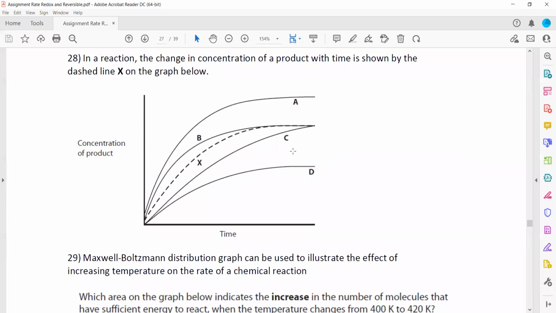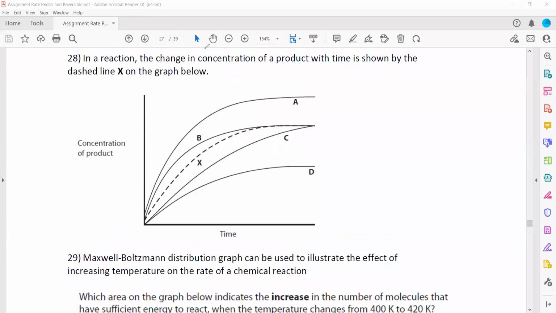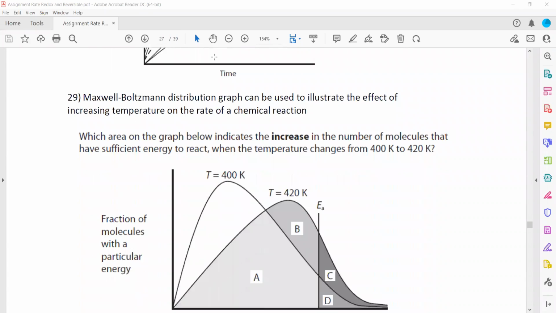In question 28, in a reaction, the change in concentration of a product with time is shown. The dashed line X on the graph below. Basically, the question was which factor should the graph show. The question is incomplete. The question was what the graph will be if we increase the surface area or use a catalyst. So B will be the answer in that case, but the question part is missing. That's why you cannot complete this.